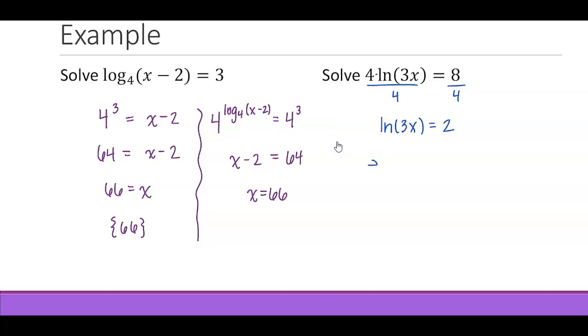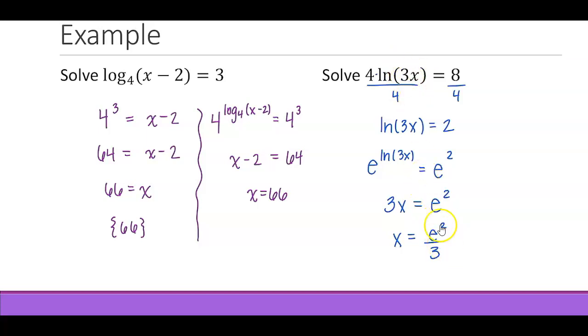So I'm going to take e to the natural log of 3x equals e squared. And now e to the power of natural log cancels out, and we end up with just 3x is equal to e squared. And then I'm going to divide both sides by 3 to end up with x equals e squared over 3. And here I want to just make sure that substituting this into the original logarithm won't create a negative, and it won't.